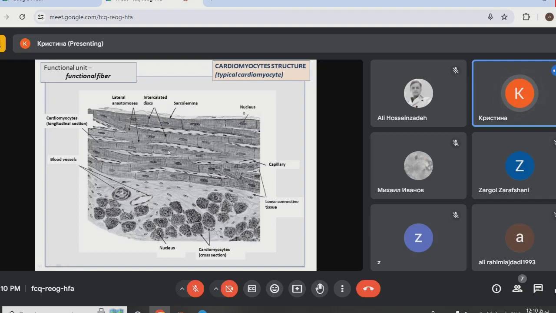Cell nuclei are located in the center of the cells. We have intercalated discs and lateral anastomoses. In cross-section we will see this picture. So these are cross-sected cardiomyocytes with the nucleus in the center and cross-sected myofibrils, which look like dots.